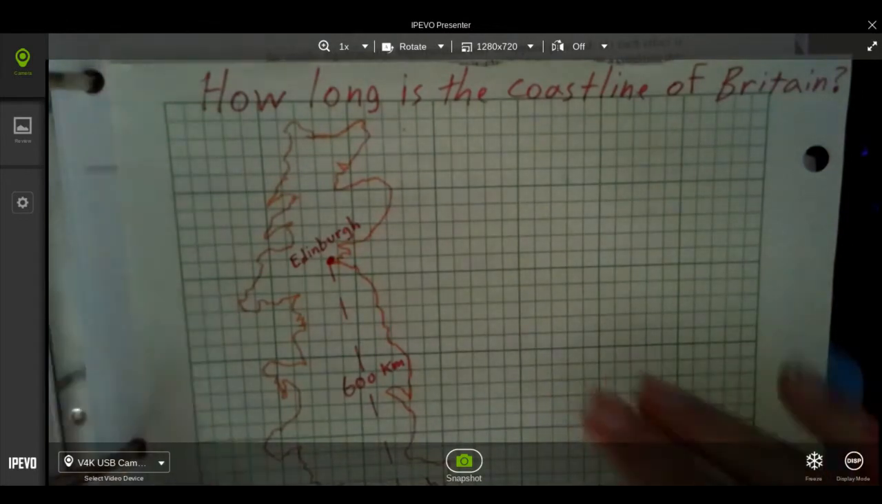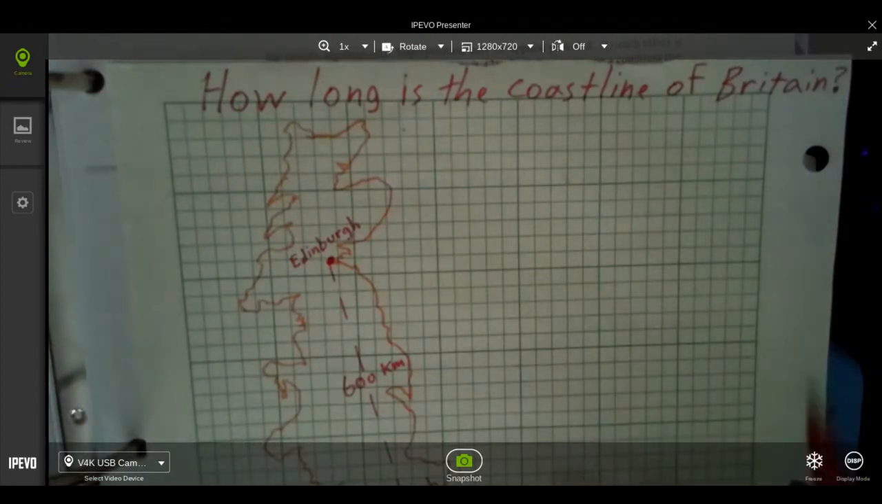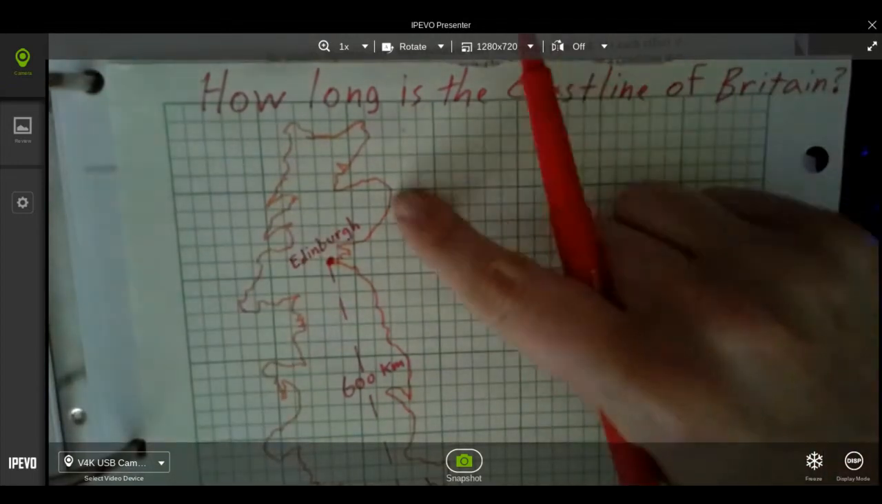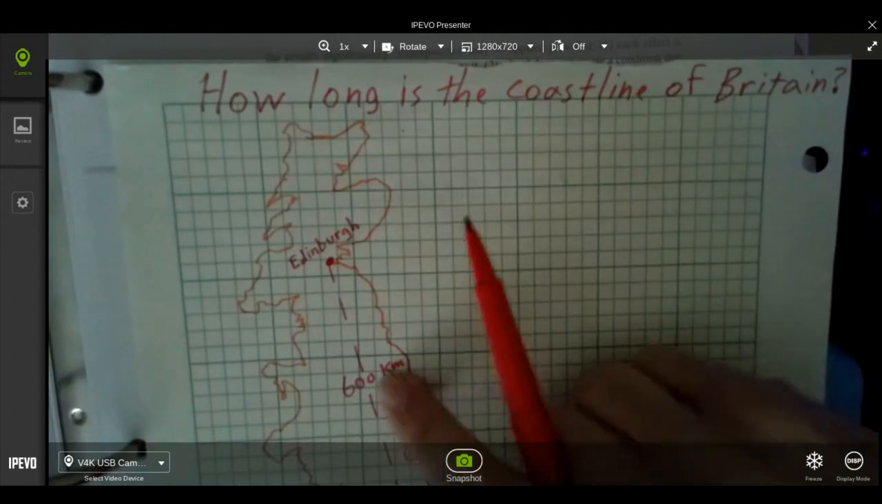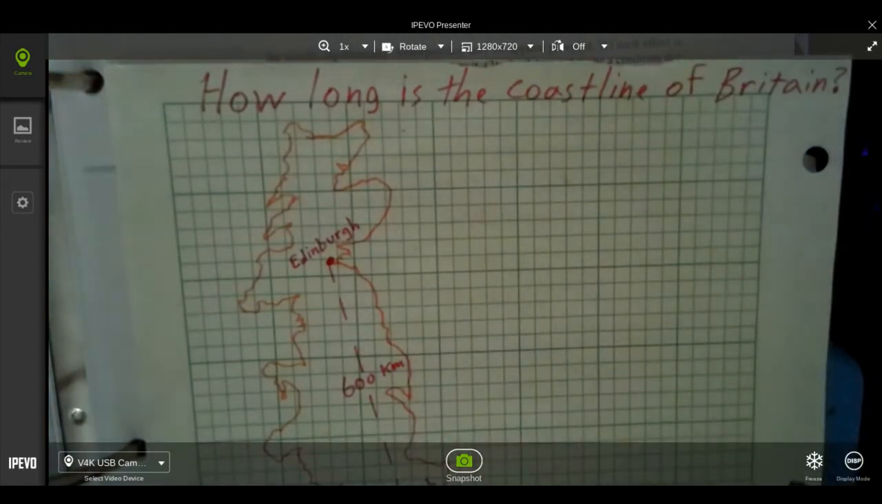You can see itself. As you zoom in, you keep seeing the same pattern repeated. The pattern is all this jaggedness right here. That's the pattern that's always being repeated as you zoom in and zoom in and zoom in. So how long is the coastline of Britain?